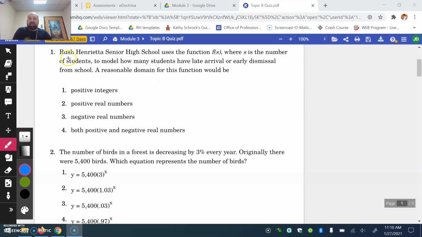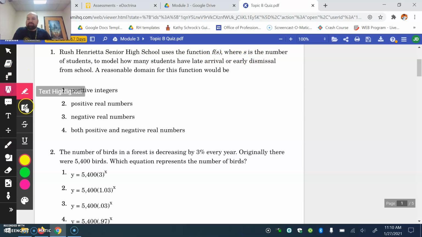All right, so first question. Rush Henrietta Senior High School uses the function f of s, where s is the number of students, to model how many students have late arrival or early dismissal from school. A reasonable domain for this function would be.